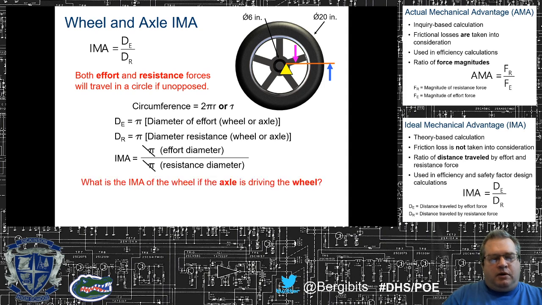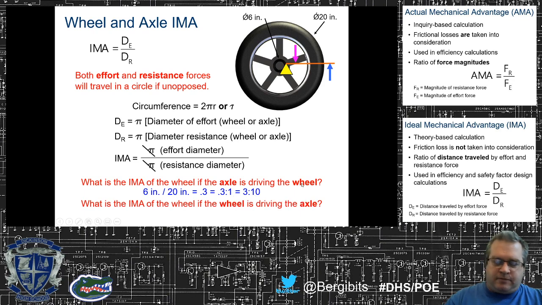Okay. All right, what is the IMA of the wheel if the axle is driving the wheel? So the axle is going to be my effort. And if you go up here, the effort would be on the top there. So that would be 6 divided by 20. And right here it's 0.3. You don't want a decimal. You want a whole number in the ratios. So you move the decimal to the right 1, which moves this to the right 1, which would be a ratio of 3 to 10.